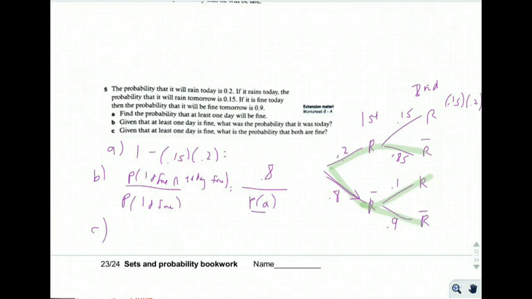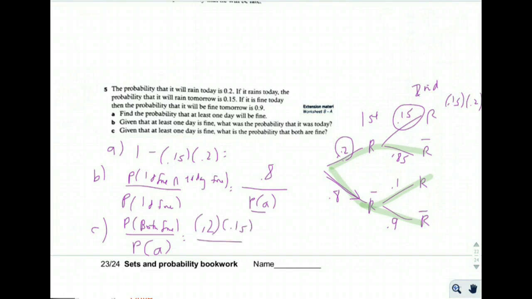C. Given that at least one day is fine, what is the probability that both are fine? So on the bottom, you're going to have the probability that at least one day is fine, which is the probability of A. And on top, you're going to put the probability that both are fine. We already found that: it's 0.2 times 0.15. And then in the denominator, you have the probability from A. Okay? That wasn't too bad, was it?